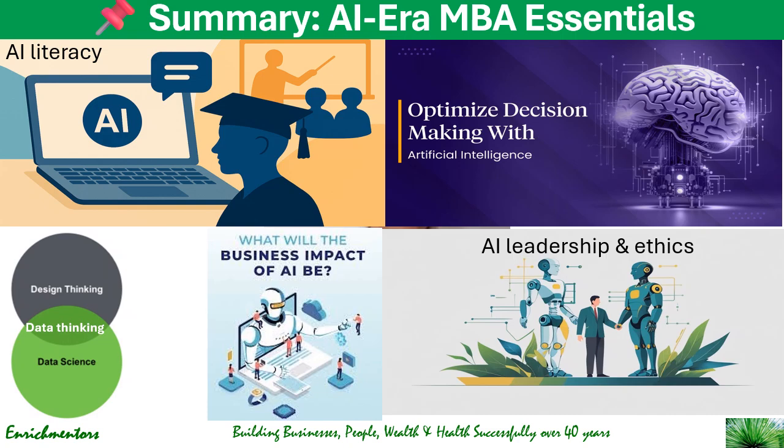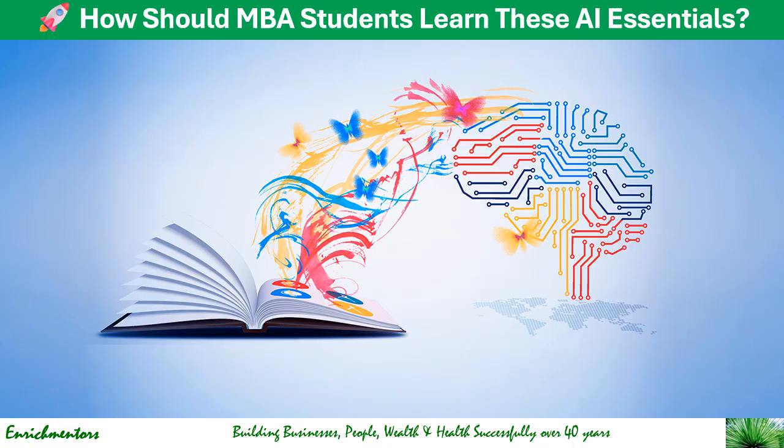So let's summarize. In terms of AI era MBA essentials, you need AI literacy, AI assisted decision making, data thinking, functional AI, and AI leadership and ethics. So these are five core things that you need to do. Now the question is, how would you learn these AI essentials? Any thoughts?